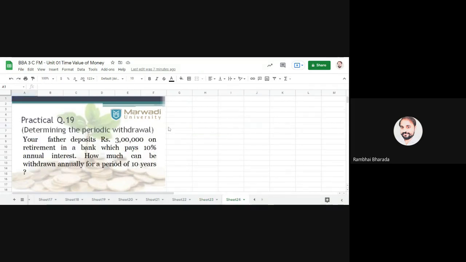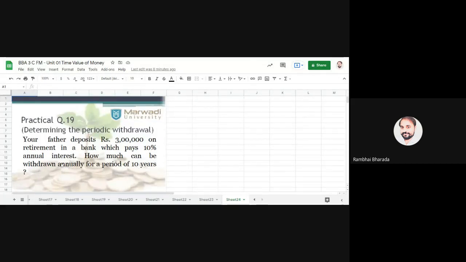Now these 4 types of practical questions are clear. Any doubt, any query? No. Now see here, 3 lakh rupees deposited in a bank at a 5% annual interest. Here interest means which value we have? Future value or present value, which we need to find? Future value. That is clear? How much can be withdrawn annually for the next 10 years?